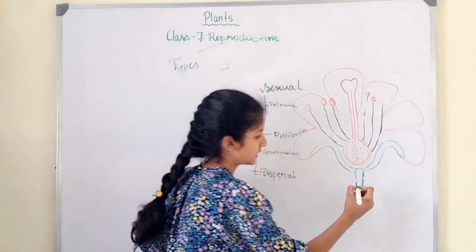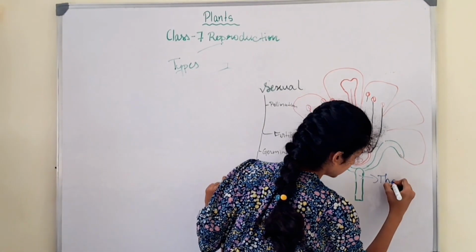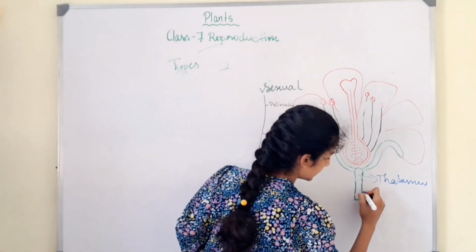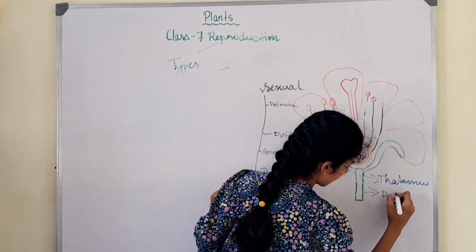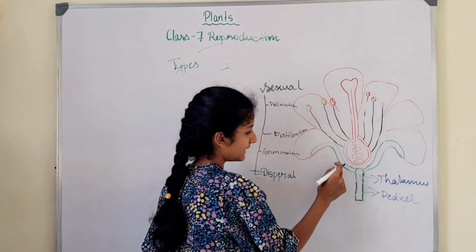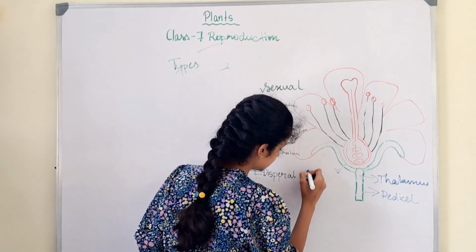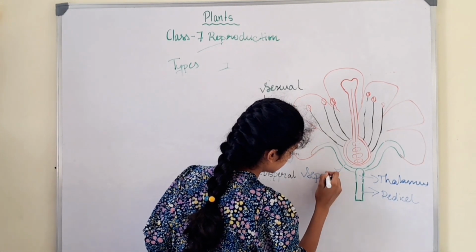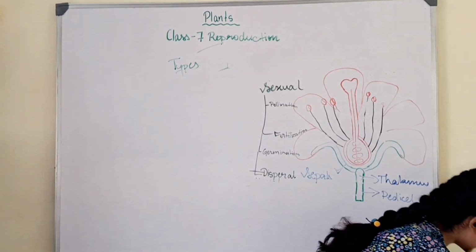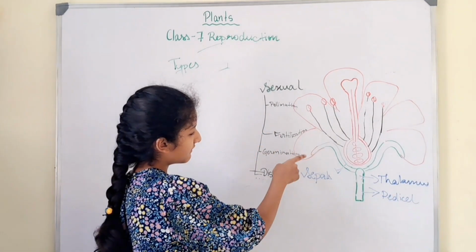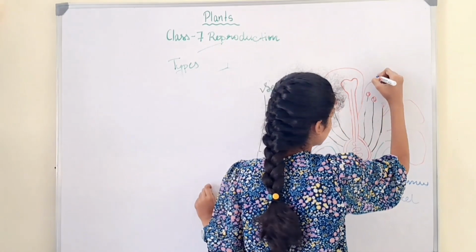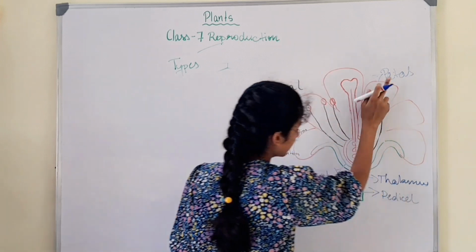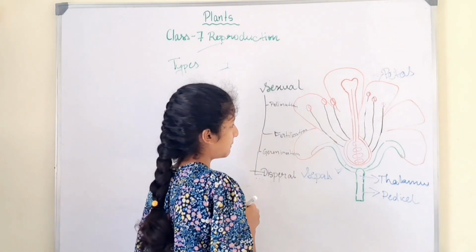The bulged part is known as thalamus. And this one is known as pedicel. And these leaves are known as sepals. Another name for sepals is calyx. And we have one more thing, petals. This is the petal. This red attractive part is the petal.